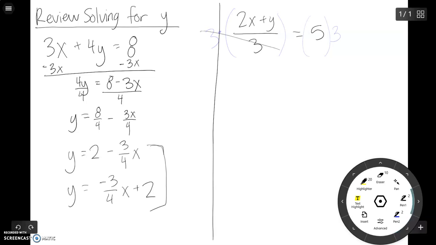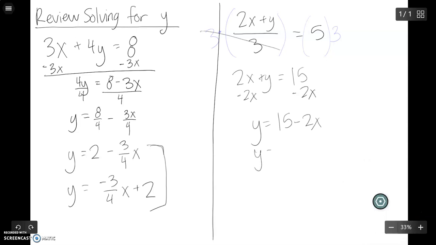So now these 3's cancel out, and my left side of the equation is just 2x plus y. 5 times 3 is 15. So 2x plus y equals 15. Now I just need to get rid of that 2x that's being added onto my y. To get rid of that addition, I am going to subtract 2x from both sides. And I will get that y equals 15 minus 2x. And again, you might see this written more commonly with the x first, negative 2x plus 15, but I really do not care about which one of these last two answers you have, as long as you can get there and you can see that these two are the same.